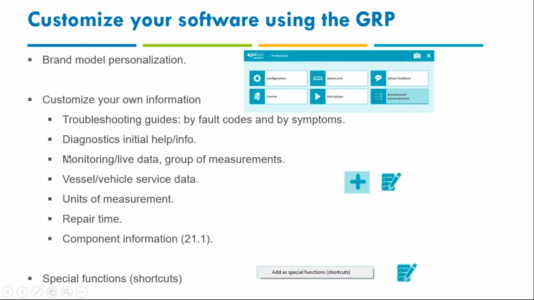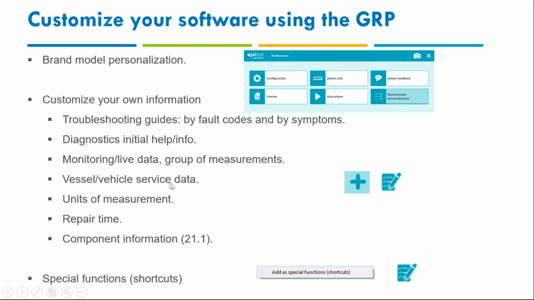You can also create groups of measurements. You have access to all the live data, but if you want to do a specific test, instead of selecting those measurements every time, you can just create that group. All this is for diagnostics and technical information, and GRP will save this information on the cloud, and everybody in your network will have access to that customized information.